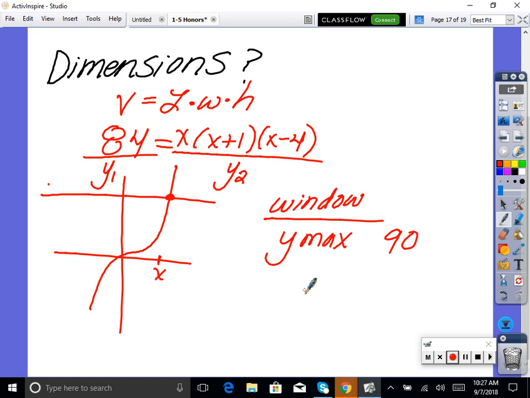So is it y max you change? Yeah, because that would be as high up. Y max is as high up because that's the y-axis. So I changed it to something larger than 84, maybe 90 or so. Then hit graph. Now we want to know where they intersect. So do second trace, intersection.